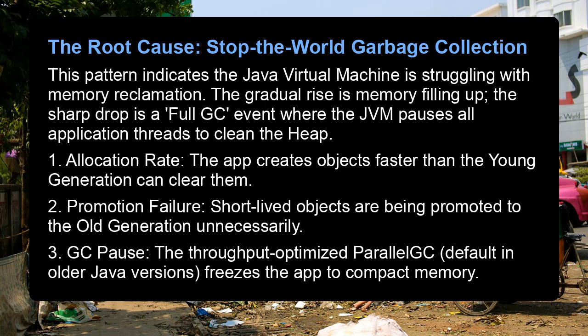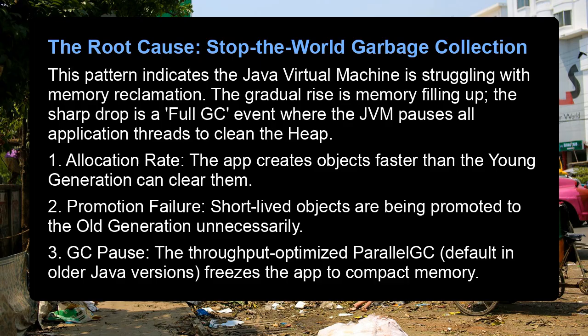This pattern indicates the Java virtual machine is struggling with memory reclamation. The gradual rise is memory filling up. The sharp drop is a full GC event where the JVM pauses all application threads to clean the heap. 1. Allocation rate. The app creates objects faster than the young generation can clear them.